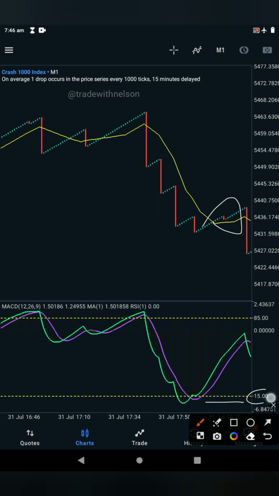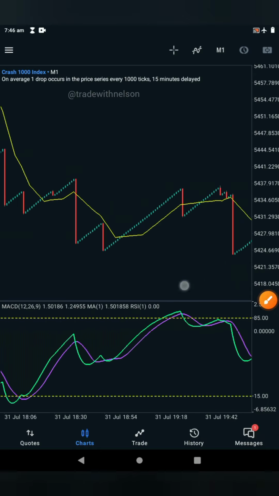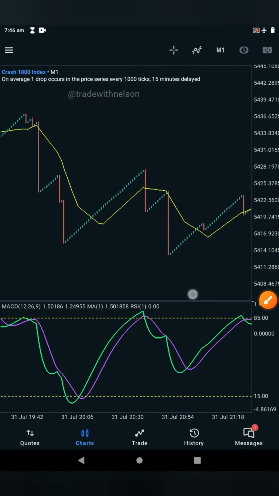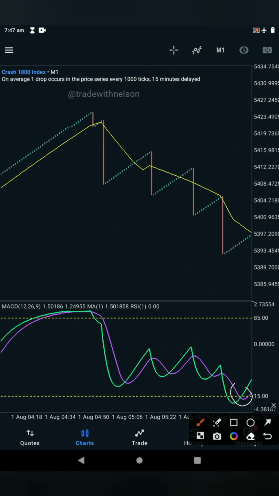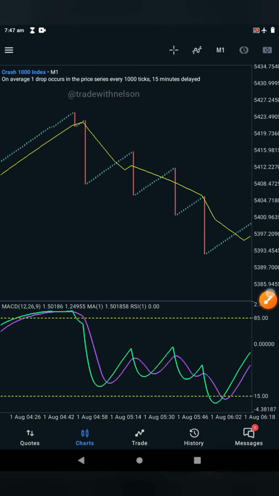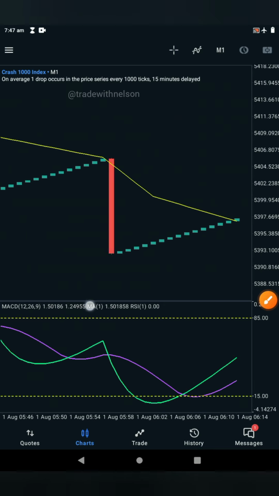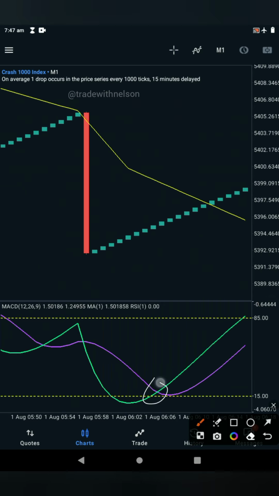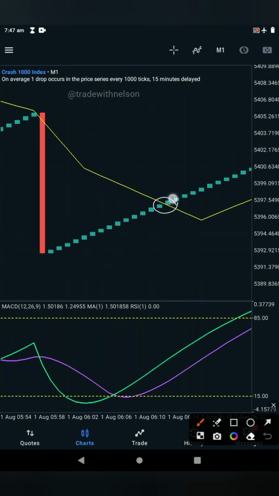For the crash market, you want to focus on the 15 level. For the bull market, you want to focus on the 85 level. So if I continue moving, you can see this drop around this point, cross of the purple and the green moving average around the 15 level. This is the crash market. You want to wait for the cross of the moving average on your main chart. Let me zoom in. So immediately you have this drop, you have the cross of the moving average on the main chart. You enter your buy and then you count your 5 candles.